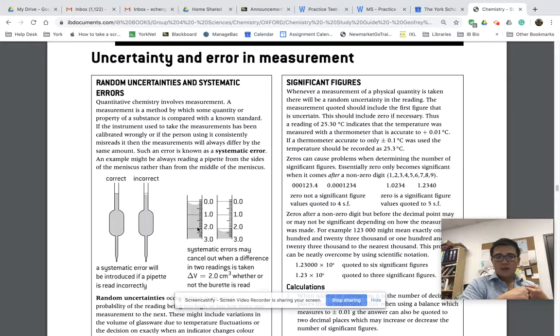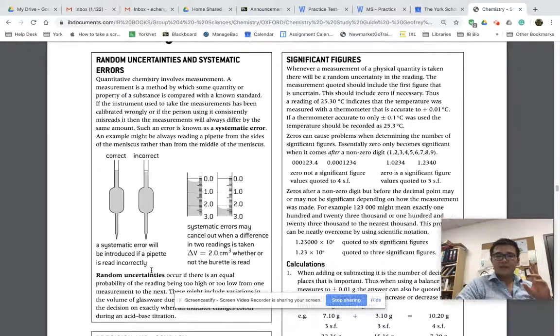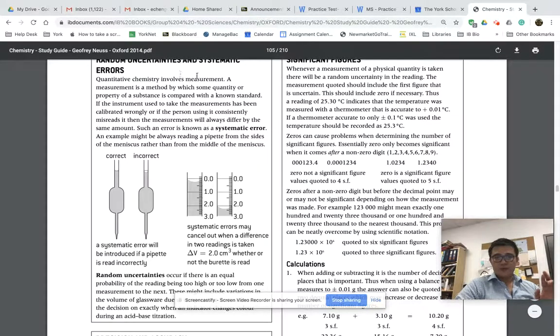Okay, so we have to know what they are because how you deal with these errors is different. If it is random error, you want to do more trials. That's how you can minimize that. But if you're talking about systematic error, doing repeats won't actually work. You actually have to recalibrate it. You have to actually fix the system or fix the way that you're doing the reaction. So that's random uncertainty and systematic errors.